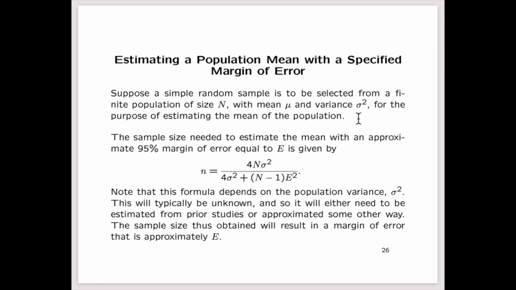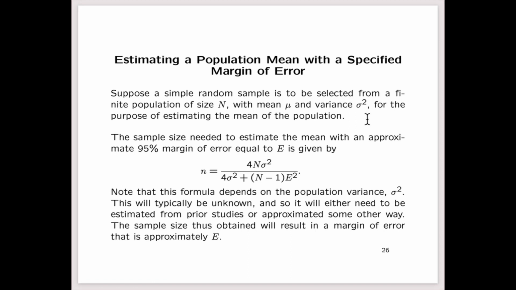The variance of that population is denoted sigma squared. And as usual, we will typically not know the value of sigma squared. In some situations, we may have an approximate value based, for example, on prior studies, but in many situations, we won't have any information at all about sigma squared, or we won't have reliable information that we would want to use. And so we may have to use some other approach to come up with an approximation for the population variance or standard deviation.